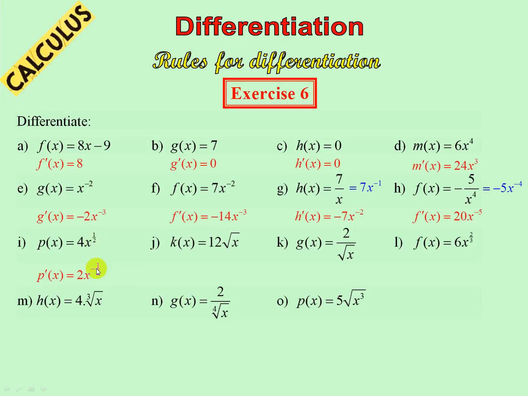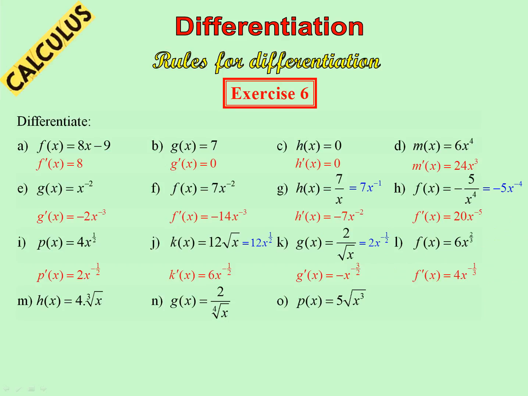Half minus 1, negative half. Cannot differentiate that like that. Have to write it as 12x to the half. Now you can differentiate. Over square root of x means x to the negative half. Negative half times 2, negative 1, so it's negative x to the, subtract 1, negative 3 over 2, which means you'll end up with negative 1 over x to the 3 over 2.